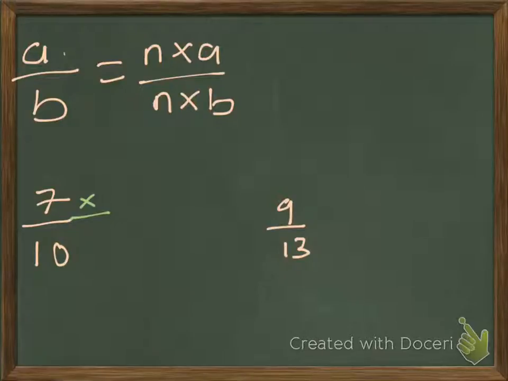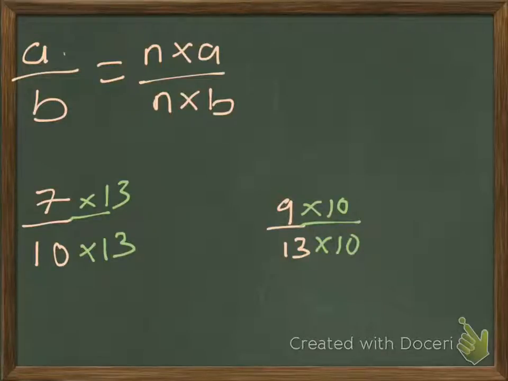Now, we're going to use a very useful piece of information. Essentially, we're going to use the fact that multiplication is commutative to put them on equal footing. All we have to do is multiply each denominator by the other one. So, for example, over here, I'm going to multiply each side by 13. And over here, I'm going to multiply each side by 10. See, this is all based on the fact that 10 times 13 is equivalent to 13 times 10. Multiplication is commutative.